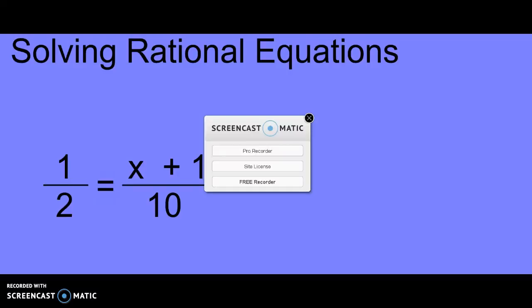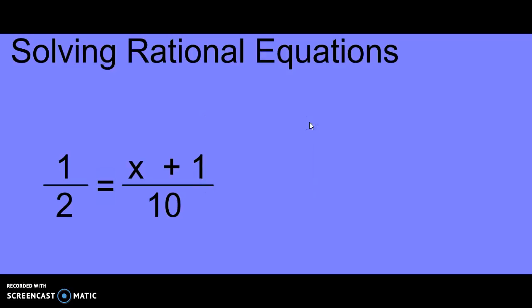Okay, so we are talking about solving rational equations. The difference between an equation and an expression is that an equation has an equal sign in it somewhere. We do have to follow the same steps that we followed when we were simplifying, so you want to get your denominators to be the same.